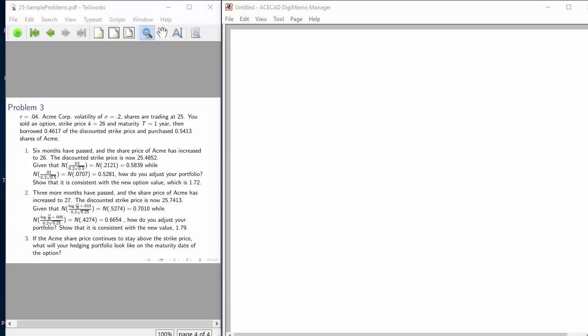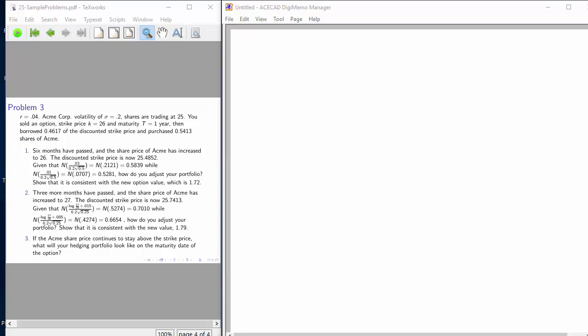So what happened? We sold an Acme Corporation call option with a maturity of 1 year. Strike price was 26 at a time when the share price was 25. And you'll recall we immediately hedged our position by going to the bank, borrowing slightly more than half of the discounted strike price. That, combined with what the option buyer paid us, was enough funds so that we could buy 46% of a share of Acme.